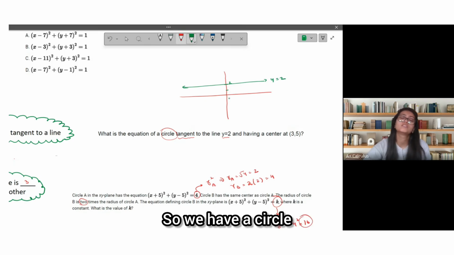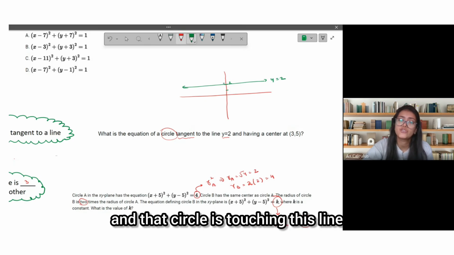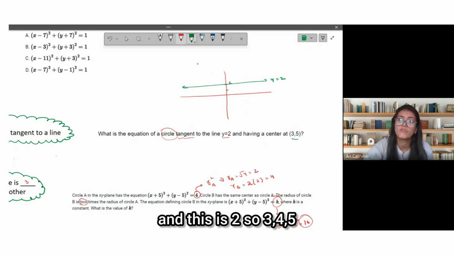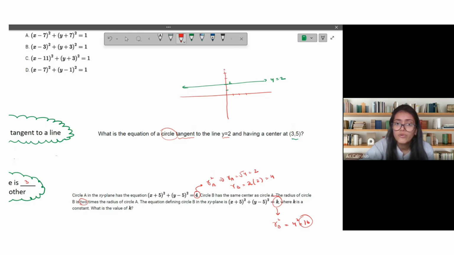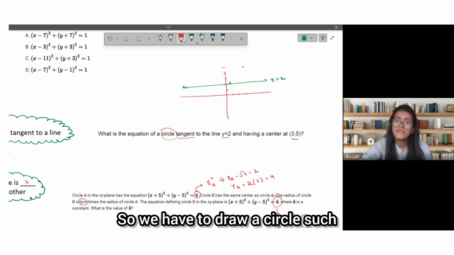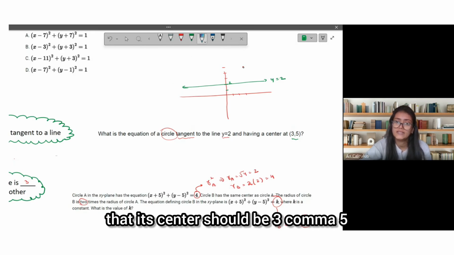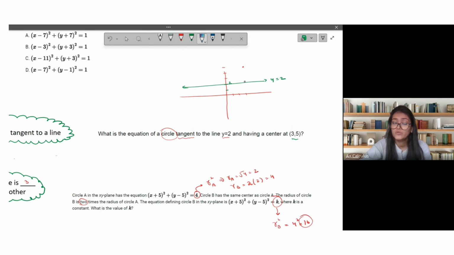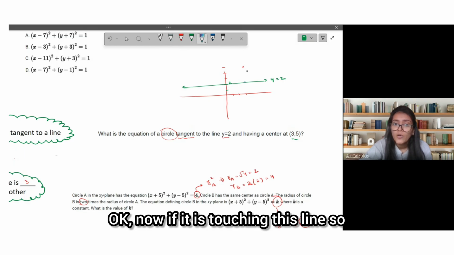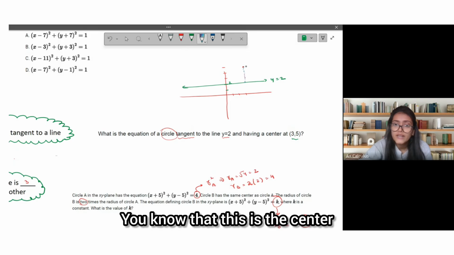So we have a circle, and that circle is touching this line, and it has a center at 3, 5. So 3, 5 will be, say, 1, 2, 3, and this is 2, so 3, 4, 5. So this point is 3, 5. We have to draw a circle such that its center should be 3, 5, and it should touch this line y equals 2. So the circle will touch this line. Now if it is touching this line, you know that this is the center.